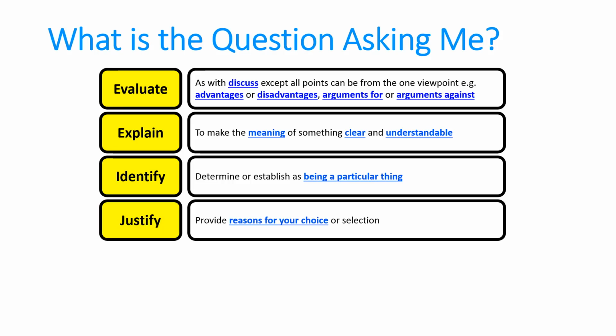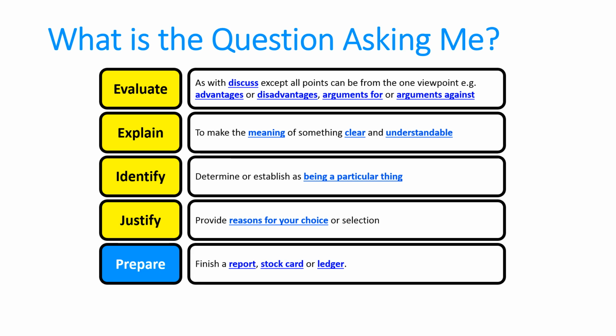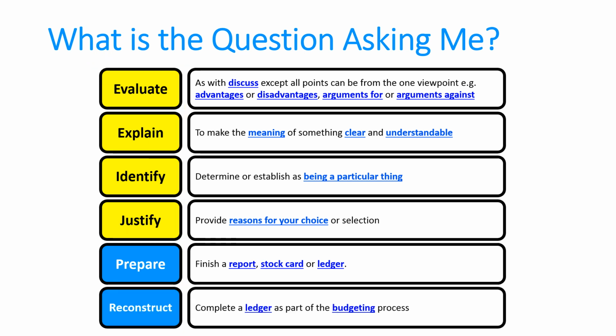Justify, provide reasons for your choice. So maybe you get a question where it says, why did you pick reducing balance depreciation for a car? And you need to now give some reasons to back up your selection. Prepare something, so that could be a report, a stock card, or a ledger. And just to explain, the yellow boxes would be theory questions and the blue boxes are practical questions.